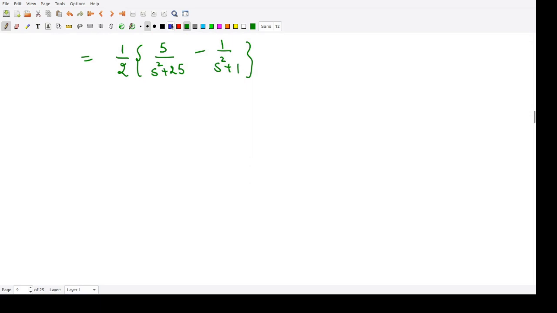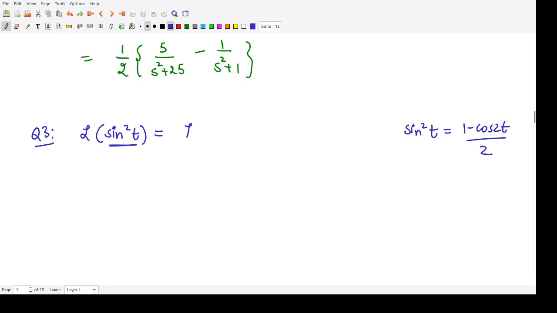For the next question, question 3, we have to find the Laplace transform of sine square t. To calculate it, we know sine square t is equal to (1 minus cos 2t) divided by 2. What is the need to perform this kind of thing? It is because we directly do not know the Laplace transform of the square term. So for that, we first convert this into a double angle term. So we would have (1 minus cos 2t) divided by 2.